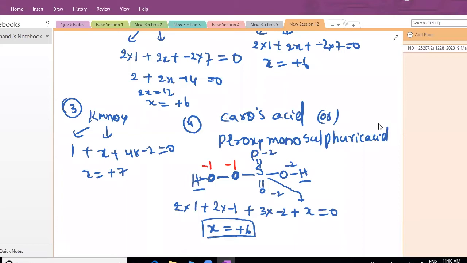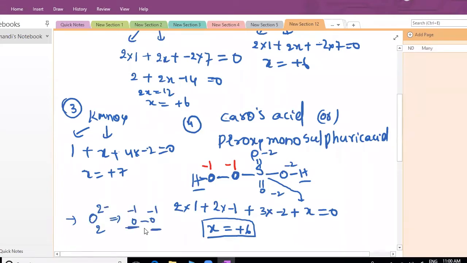Then each oxygen, how much here? Same structure I gave. Oxygen, oxygen, this is -1, this is -1. Each oxygen is -1. Understood? Otherwise, you can take 2 oxygens as -2 only. The 2 oxygens' total charge is -2. Please check any confusion.